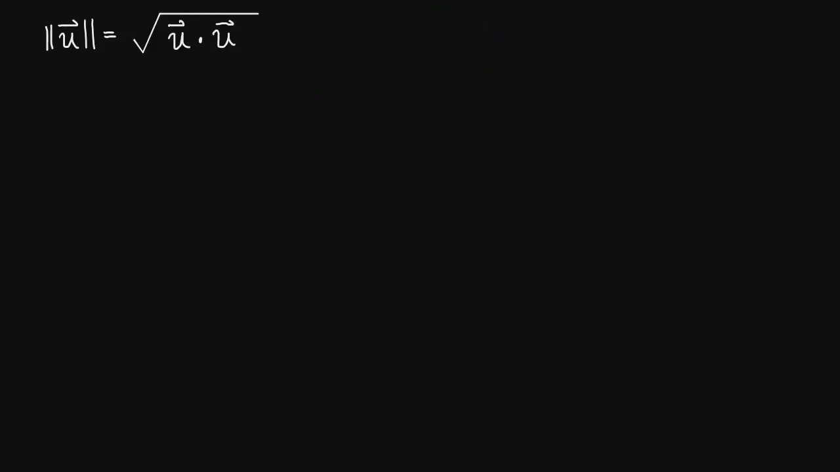Also notice, this is a pretty natural follow-up, that the length of a vector squared is equal to the vector dotted with itself. So we just squared both sides of this. Okay, that's pretty cool.